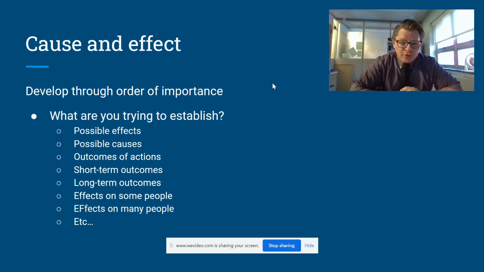We develop this through order of importance, and we have to ask again, what is it we're trying to establish? Are we trying to show possible effects, possible causes, outcomes, short term outcomes, long term outcomes, effects on some people, effects on many people, etc.? And again, I think you're probably starting to notice at this point that it is all down to what we're trying to establish and accomplish in the writing.